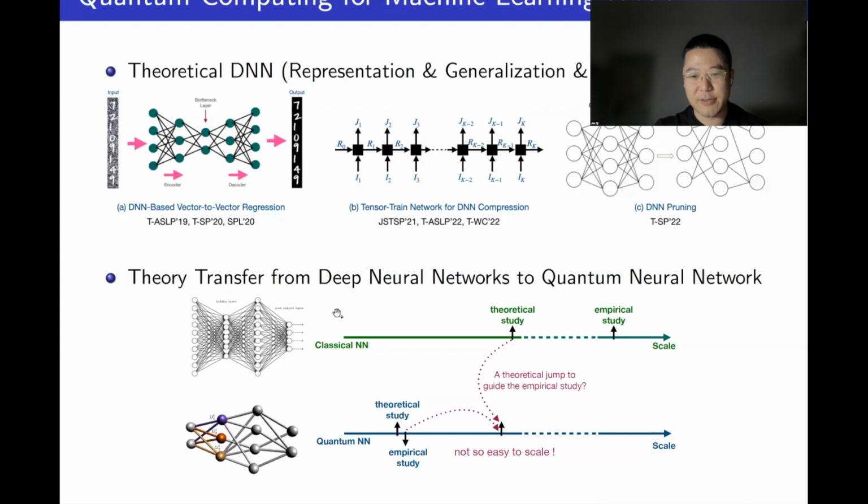But for the classical study of deep neural networks, some engineers at Google or Amazon don't care about the theoretical study of deep neural networks. It's because they think this is alchemy.